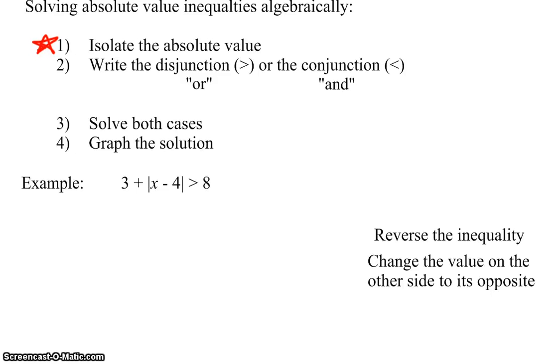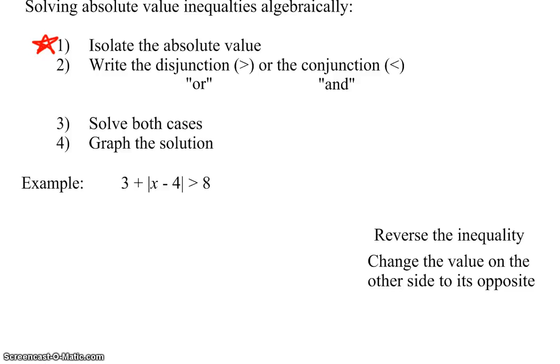Then you have to consider the absolute value. And because absolute value is distance from 0, you have to consider the distance to the left of 0 and the distance to the right of 0. Then you have to solve both cases and graph the solution. So let's start with the problem 3 plus x minus absolute value of x minus 4 is greater than 8.